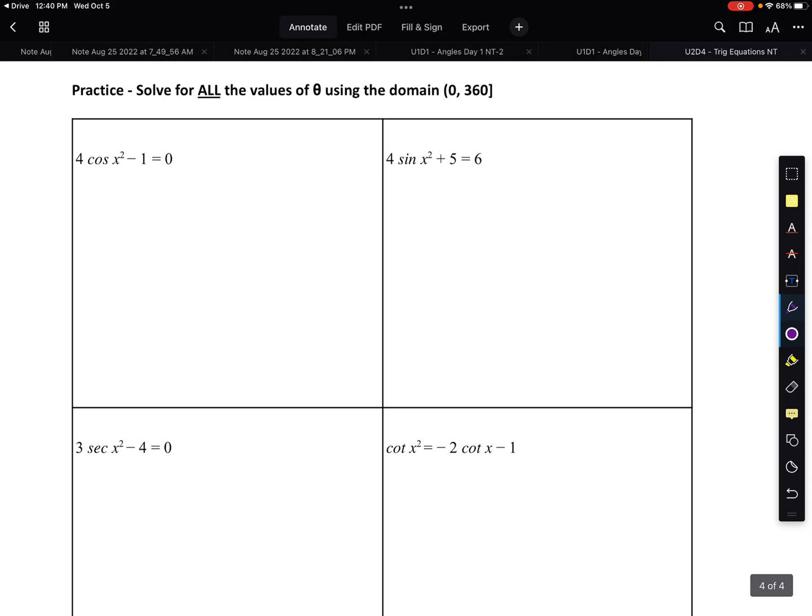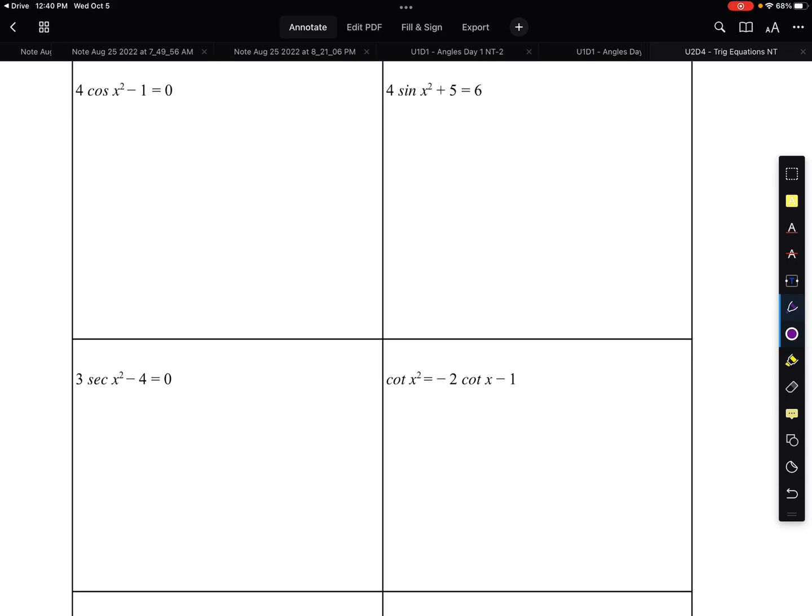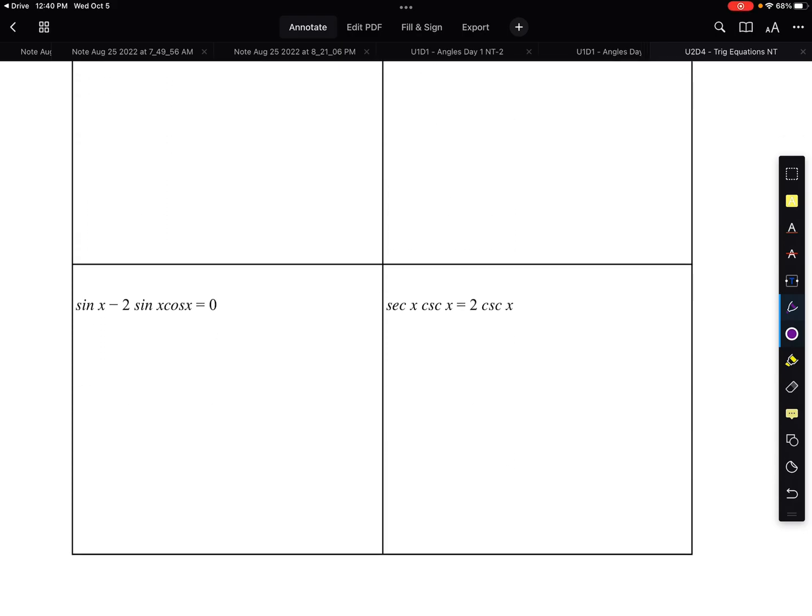All right, so we got some practice on the next page. Let's look at one of the more complicated problems. So jumping down here. All right, so again, we can't divide by cosecant. We would lose some answers. So I can write this as secant x cosecant x minus 2 cosecant x equals 0. If I GCF for cosecant x, I'm left with secant x minus 2 equals 0. All right, so that tells us that cosecant x equals 0 and secant x equals 2.